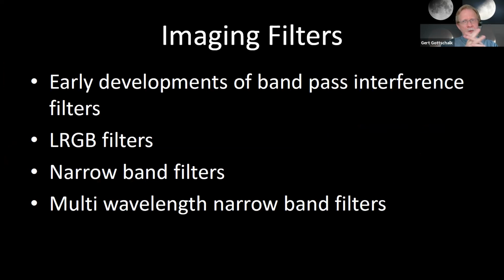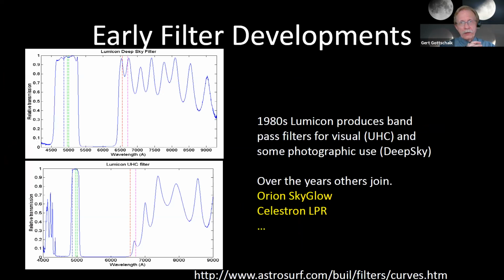Now, looking around, what filters are there? And here goes a shout out to our local friends of many, many years back. Were in the 80s, Lumicon, the company that Jack Marling started here in Livermore, produced interference filters, bandpass filters for visual and for some photographic use.